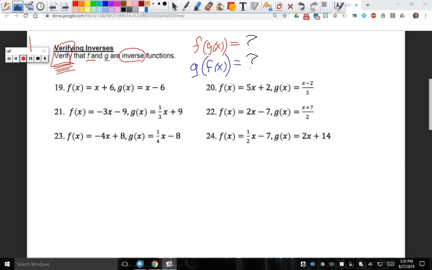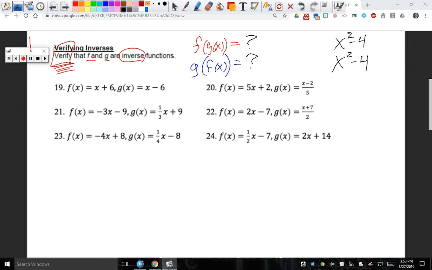Remember, we did this earlier in notes. What did they both simplify to? X. Now here's my question. If they're equal, are they inverses? Yes or no? Yes. But what if you don't get x? What if you do all that work and you get something that looks like this for one of them and this for the other one? Are they inverses? Yes. Because as long as they're the same answer, they're offsetting each other.